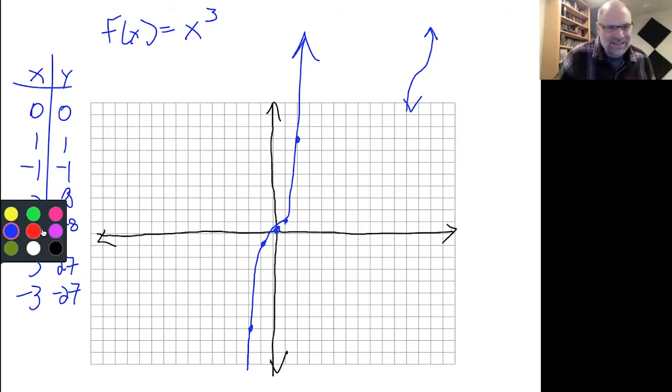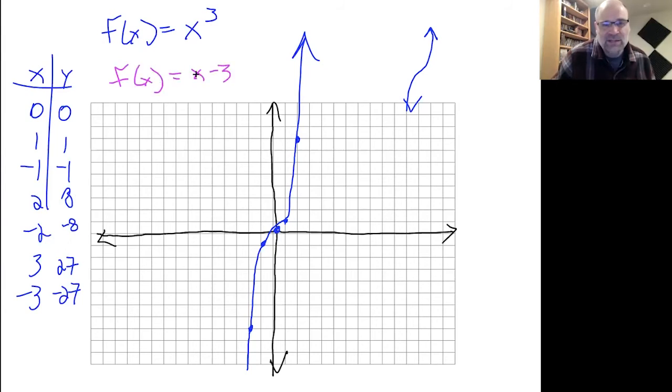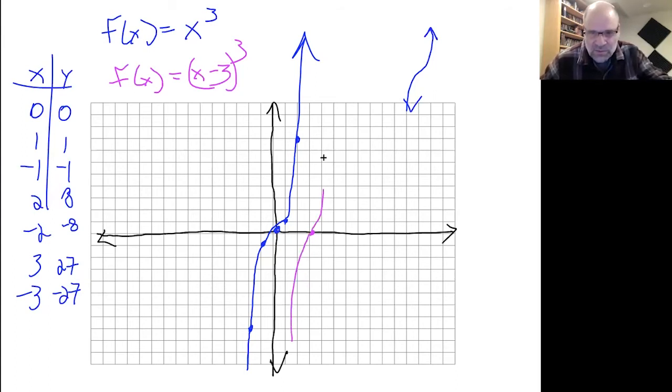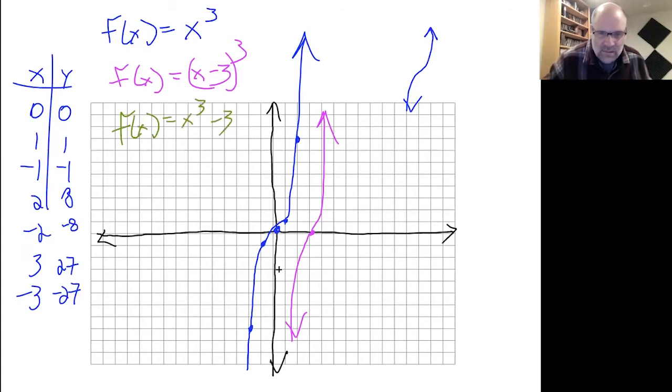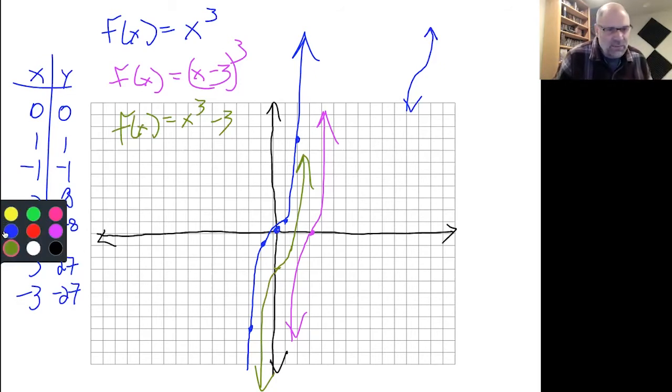So guess what? The same transformations would take place. So if I did x minus 3 cubed, well, that's just a horizontal shift. So now here's what x minus 3 cubed looks like, right? If I did an f of x equals x cubed minus 3, it would be down here. So it would go up like that, but then it would turn around and come down like that. Okay, you guys seeing what's happening here?